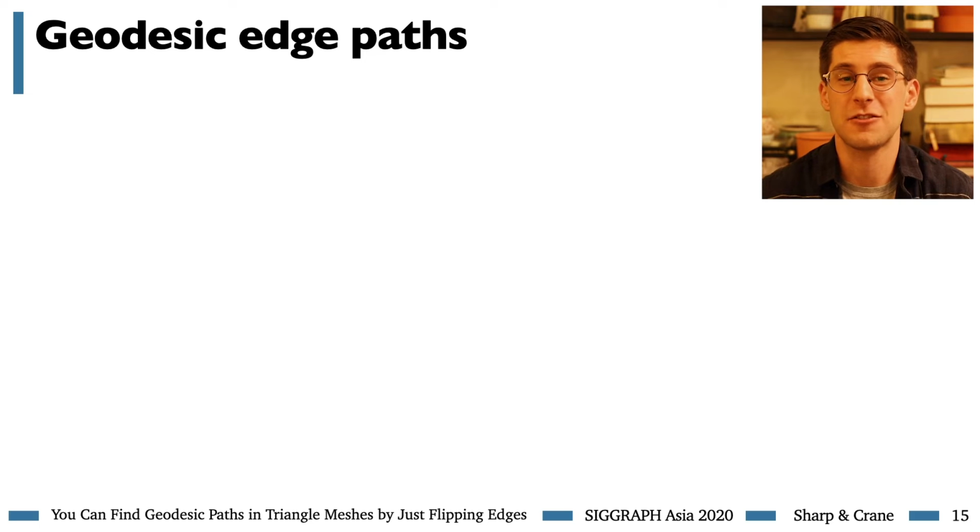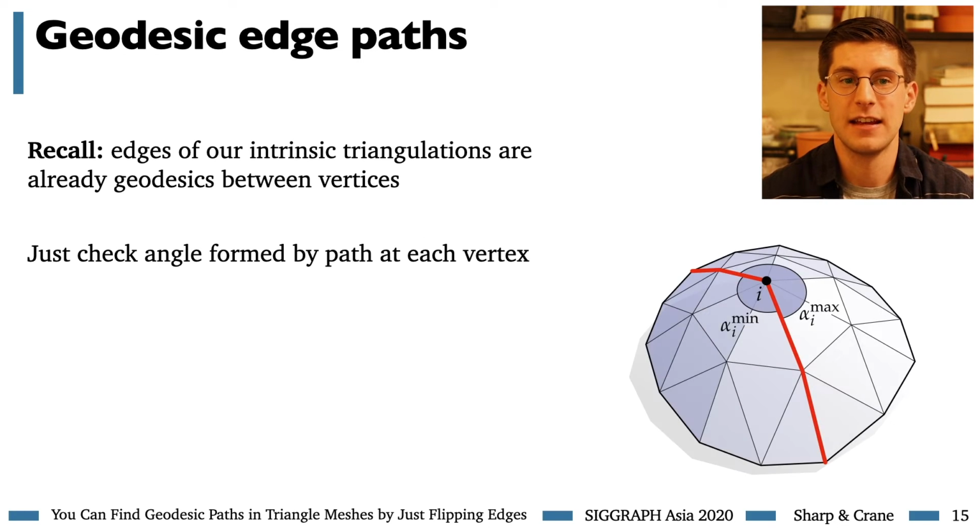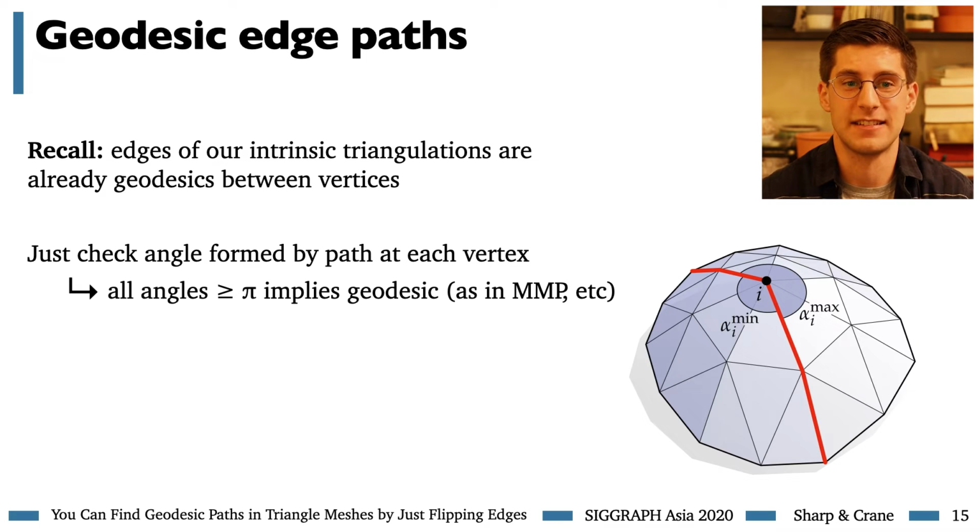The edges of intrinsic triangulations are already always geodesics. So to find geodesic edge paths, we really just need to worry about what happens at the vertices where these edges meet. At any such vertex, if the swept angles on either side of the path are greater than pi, then the path is a geodesic at that vertex. And this definition is consistent with past algorithms like MMP.